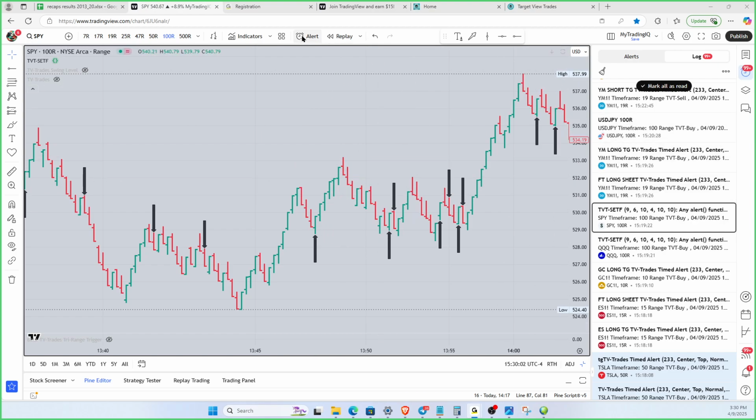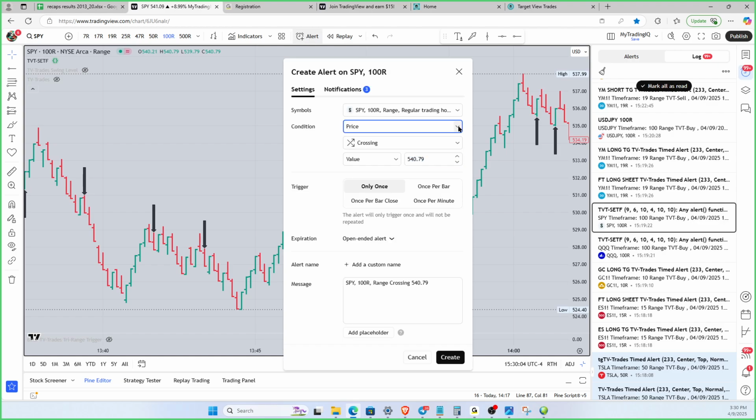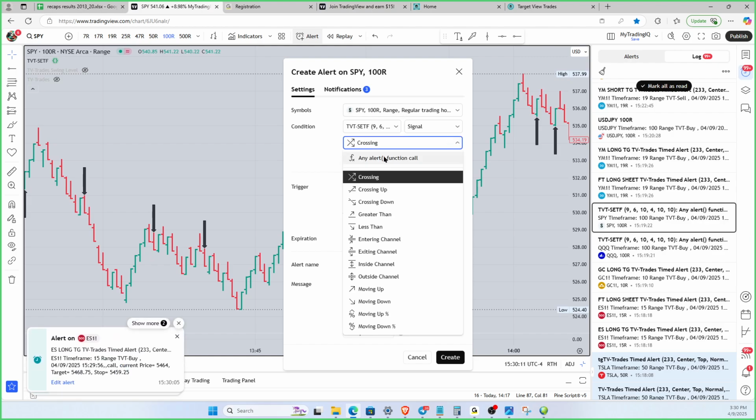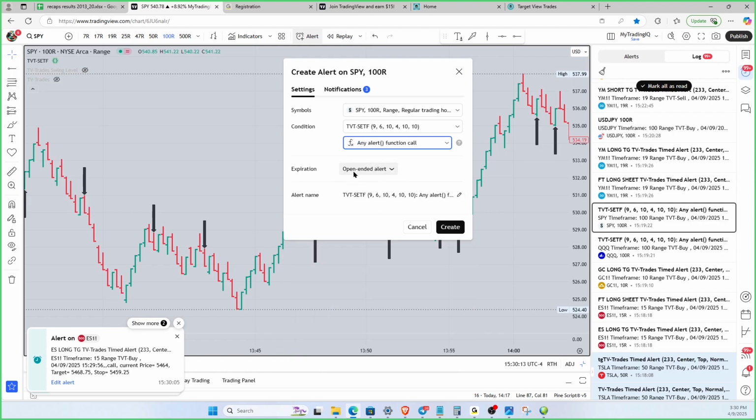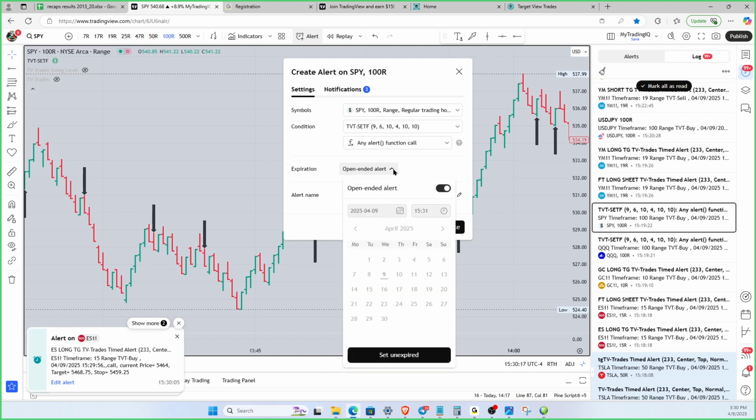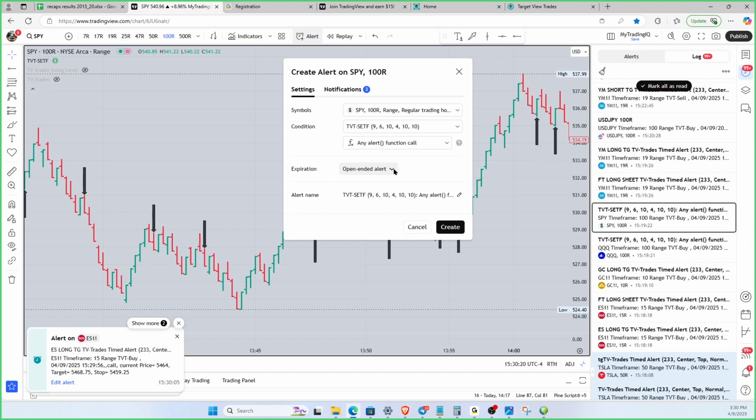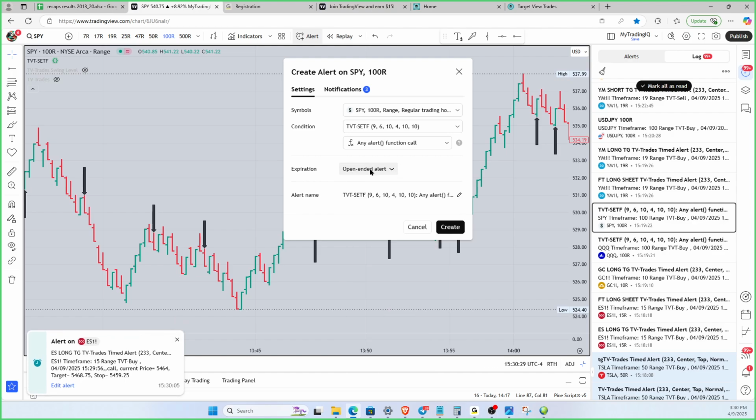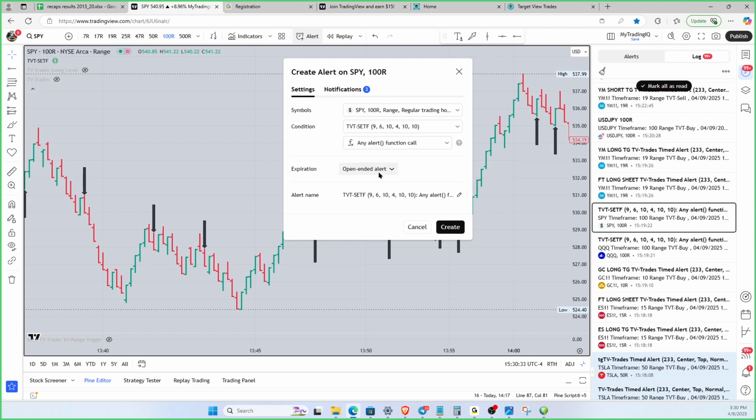But when you actually create an alert, this is the way it goes. You come up here and you use the TV trades SETF. That means swing ETF, and just do any alert function call. I guess you don't get to name it. Now, right here it says expiration, open-ended alert. I have that available to me because I'm a premium. If you guys are premium, then you'll have open-ended alert as the default, I think. If you're not premium, if you're essential or you're plus, then you have 30-day alerts, I think is what they last for, 30 days. So you're going to have to keep an eye on that.